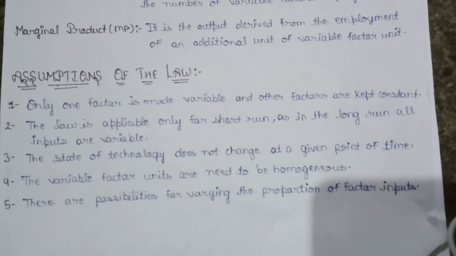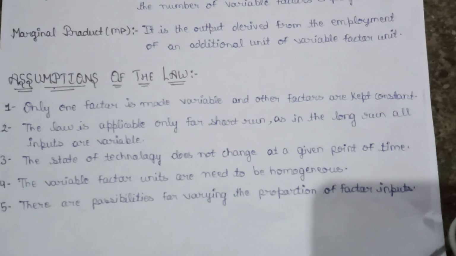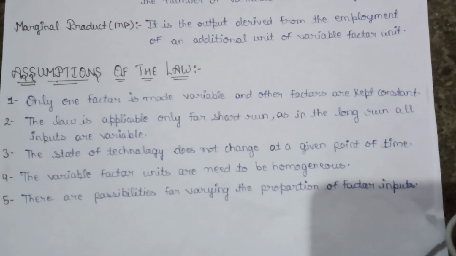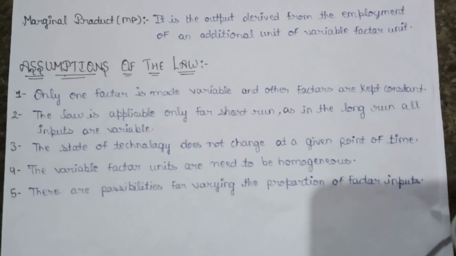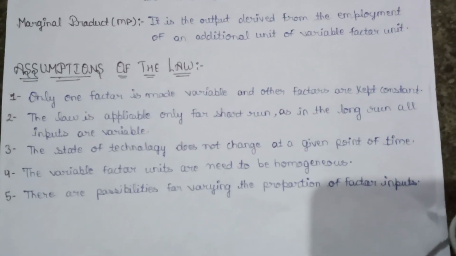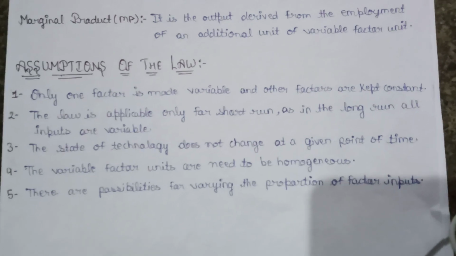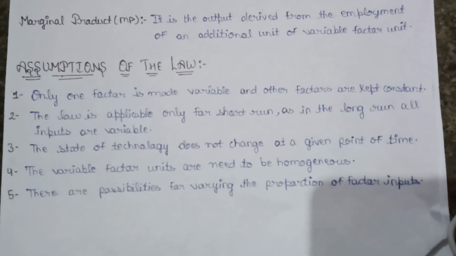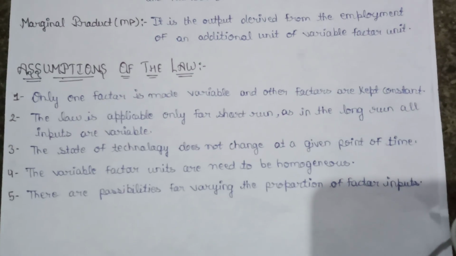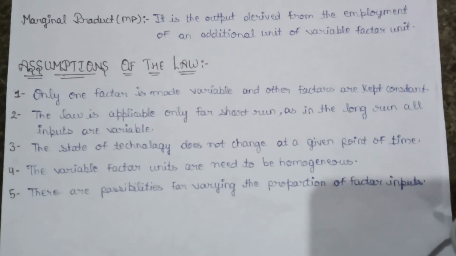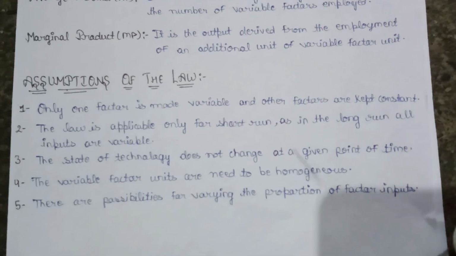Now the third, the state of the technology does not change at a given point of time. Fourth, the variable factor units need to be homogeneous. That is, there is no particular efficiency need of an input good. Fifth, there are possibilities for the varying proportion of the factor inputs. Now discuss the other things.